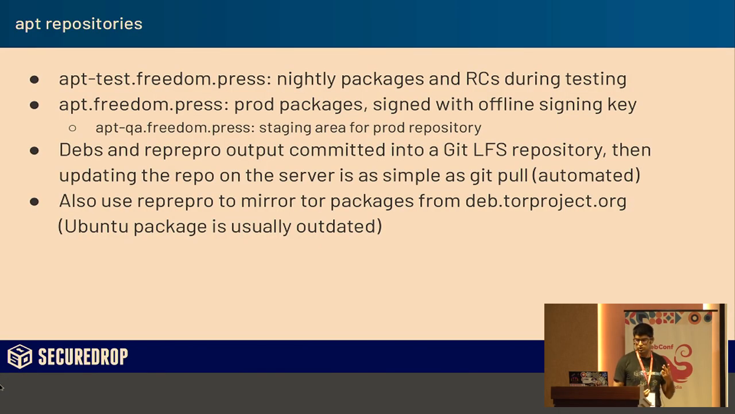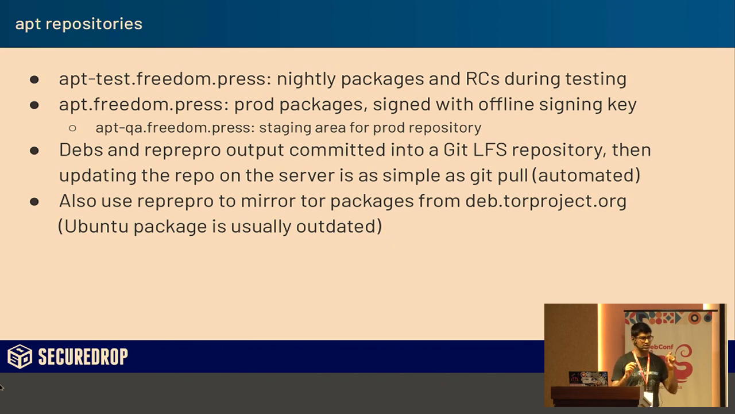We have 2 primary apt repositories. We have apt-test.freedom.press, which contains nightly packages and release candidates during testing, and it's just signed by a key that lives on a VM in a cloud. And we have app.freedom.press, which is the main production one. It's the one that real SecureDrops hit to download packages from. And it's signed with an offline signing key that is secured.